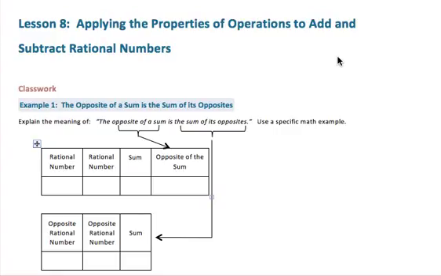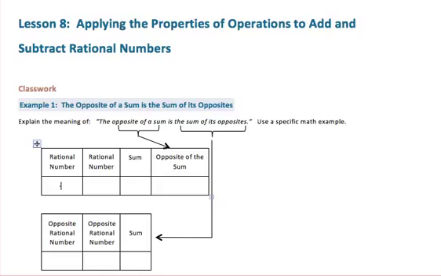In Module 2, Lesson 8, we're going to start applying the properties of operations to add and subtract rational numbers. So we'll begin with example 1, which asks us to explain the meaning of the phrase, "The opposite of a sum is the sum of its opposites." We're going to use a specific math example to prove that. And in this case, since all integers are also rational numbers, we're going to use very basic integers to prove this.